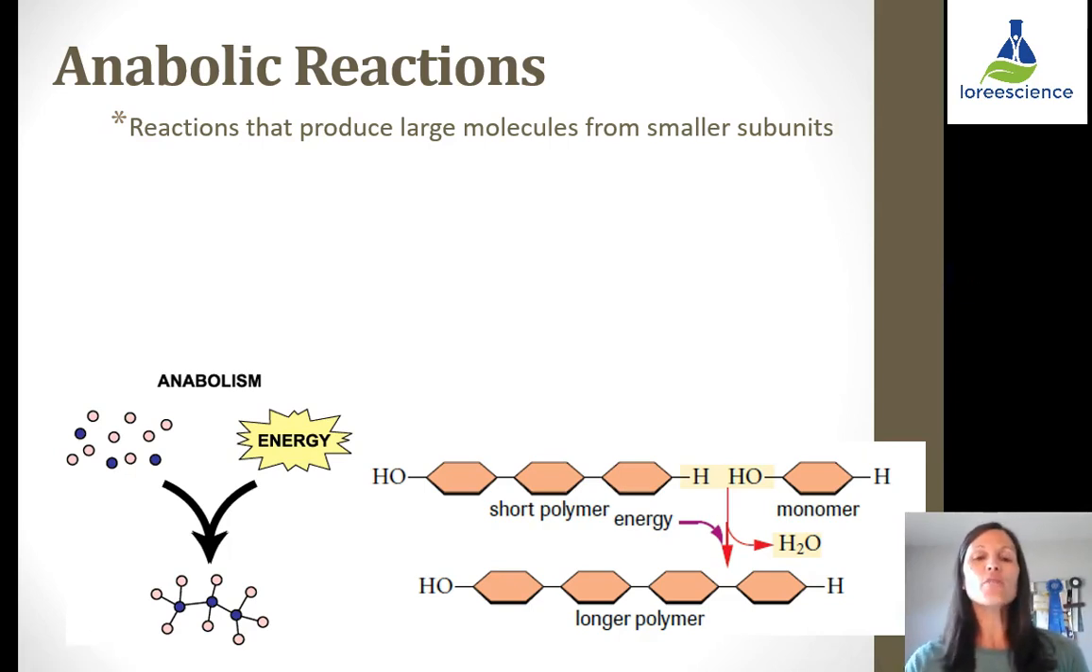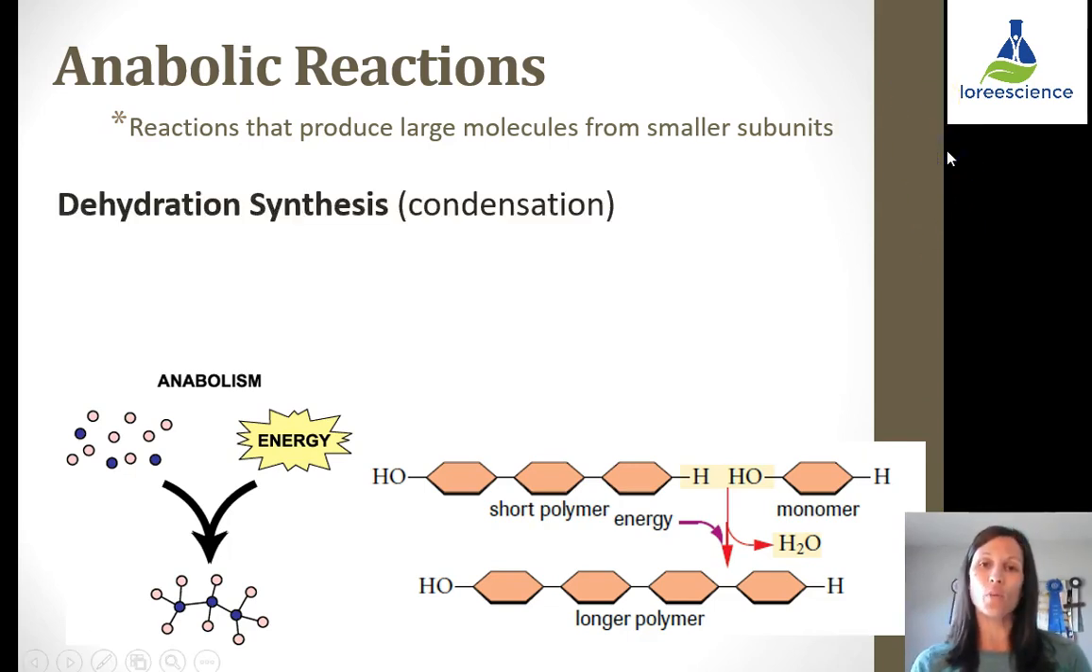Anabolic reactions. These reactions produce large molecules from the smaller subunits. So when we're going from monomers making polymers, that's an anabolic reaction. Just like professional athletes sometimes take anabolic steroids to speed up the growth or the building of muscle tissue. Building is associated with anabolic. Even more specifically, we can call these anabolic or building reactions dehydration synthesis or condensation reactions. The reason is dehydration implies that water is being removed from the molecules as they join. Condensation, same thing. If you see condensation on a window, it means that water has formed.